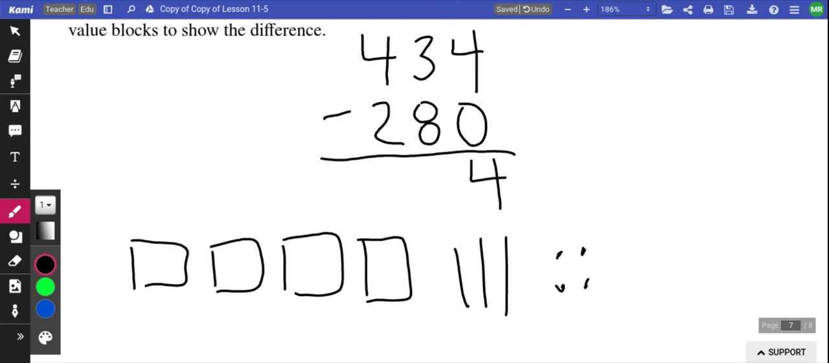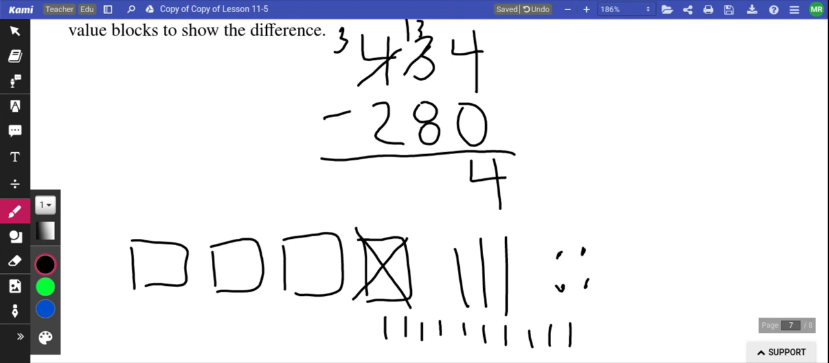No way, I cannot. So I go next door to the hundreds, and he says, sure, I'll give you 100, which is actually 10 tens. 1, 2, 3, 4, 5, 6, 7, 8, 9, 10. And now I can take away 8. So this 4 became a 3. This 3 became 13 tens. So I take away 8. 1, 2, 3, 4, 5, 6, 7, 8. And I'm left with 5 tens. And then 300s minus 200s, I'm left with 100 for my final answer of 154. And there's my place value block showing the difference.